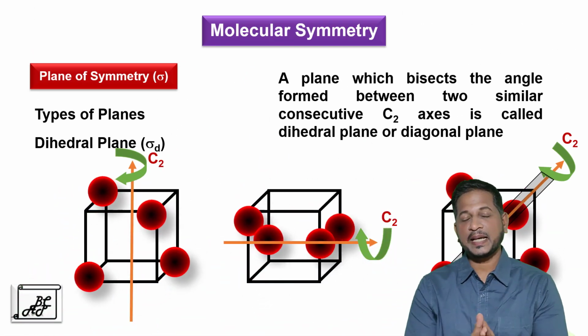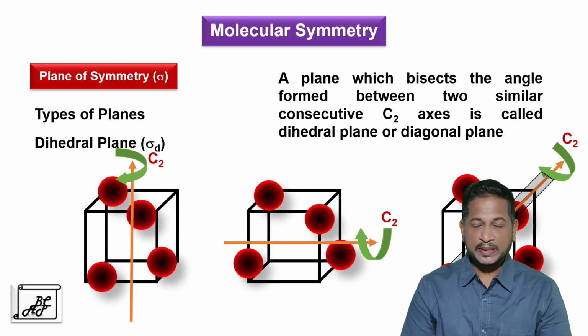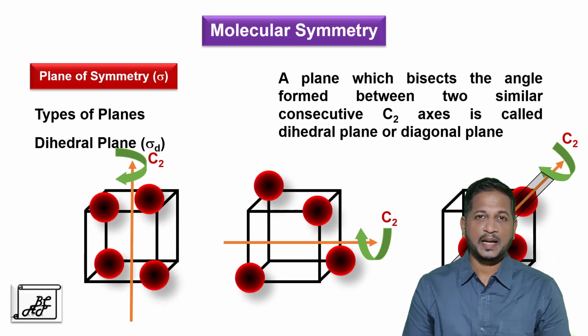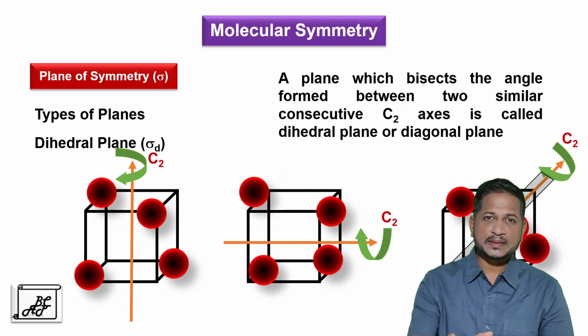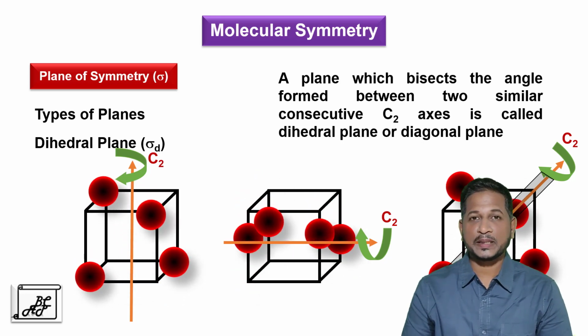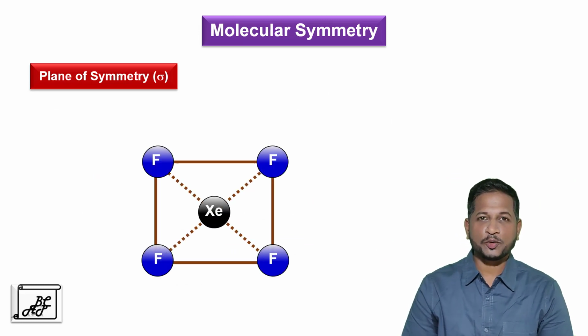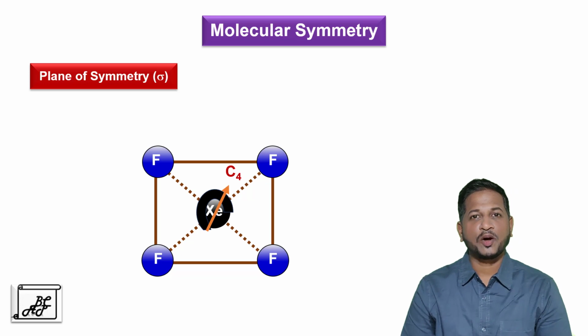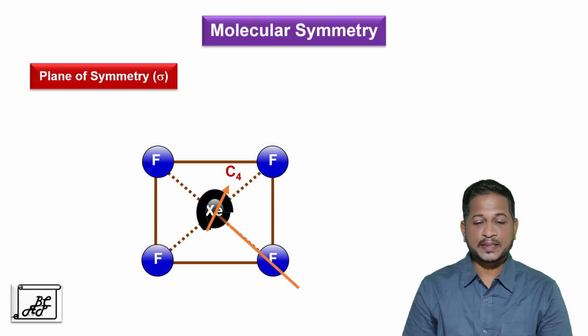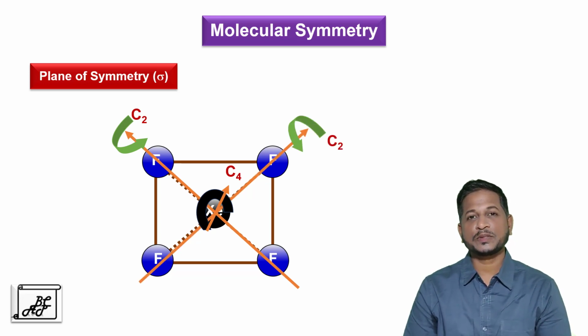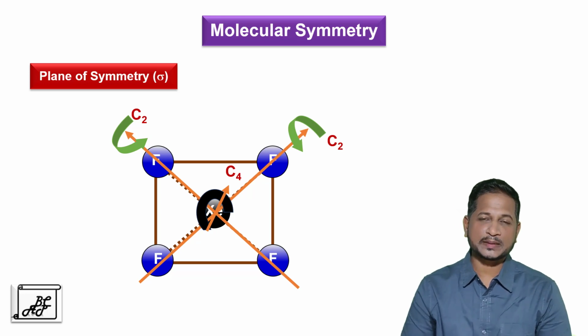So these are the 3 types of planes of symmetry. First is the vertical plane, second is the horizontal plane, and third is the dihedral plane. Let's understand all 3 planes of symmetry in one example, for example, XeF4 molecule. In XeF4 molecule, this is the principal axis of symmetry or C4 axis of symmetry. This is the principal axis, and there are other axes of symmetry which are called subsidiary axes of symmetry. For example, C2 axis. So this is the first C2 axis of symmetry, and another C2 axis of symmetry which is perpendicular to the first C2 axis of symmetry.